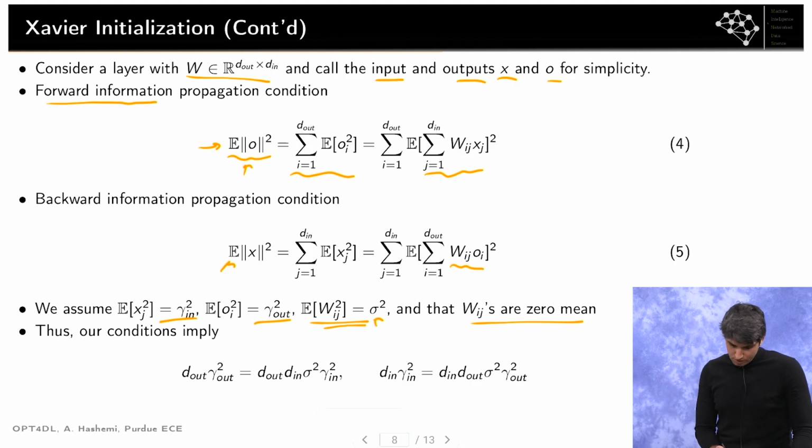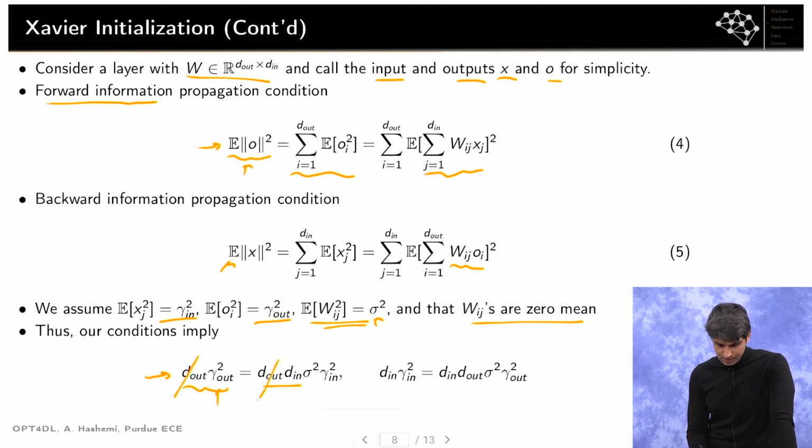So our conditions imply, after some simplification, that from the forward information propagation condition, d out, because I have d out number of outputs, times gamma out, because this is the strength of each of the outputs, is equal to d out d in sigma square gamma in square. You can see that d out appears on both sides, so I can get rid of it. Similarly, in the backward information propagation condition, d in gamma in square is d in d out sigma square gamma out. And again, d in appears on both sides, so I can get rid of it.